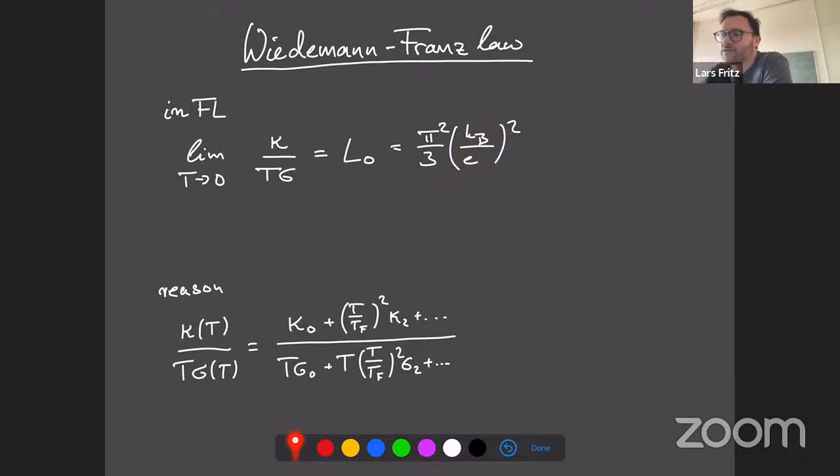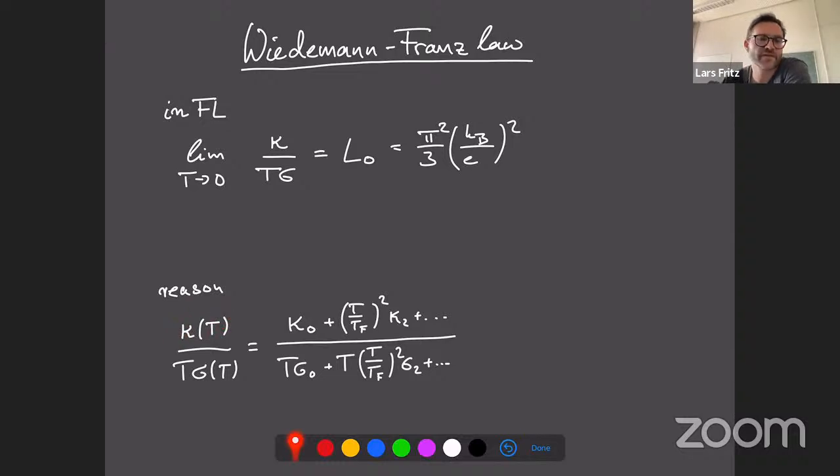Now, is there a simple way to understand why this usually happens in Fermi liquids? Well, I essentially gave away the reason already in the introduction. Usually at very low temperatures, transport properties in standard metals are disorder dominated. This applies to both thermal and electrical transport. They are limited by the same type of scattering event.